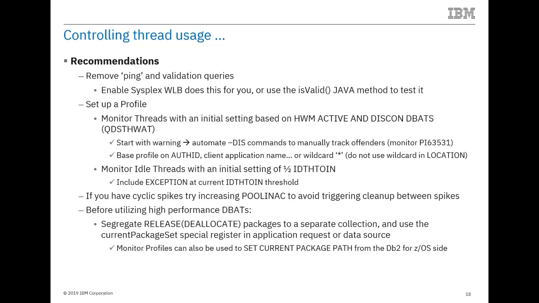If you have cyclic spikes of threads, which we all do, but in some customers I see every 10 minutes or so it'll go from 200 threads to 1,000, for instance, because there's some kind of polling going on, you need to look at increasing your pool thread ACK value, because we don't want to clean up threads and destroy them if they're going to be used 10 seconds later. That actually ends up burning quite a bit of CPU in the DIST address space. And before you implement high performance DBATs, you want to segregate your well-behaved applications from those that are not, and only point those, maybe via a profile, to your release deallocate package.